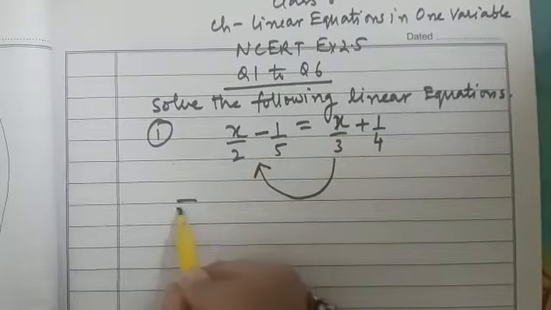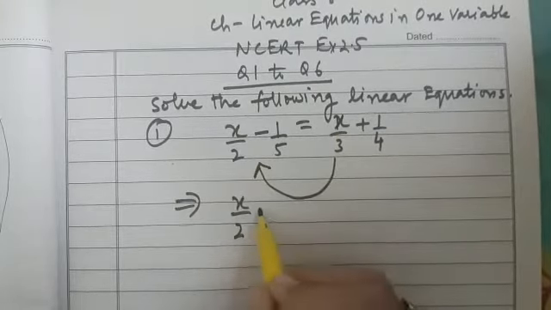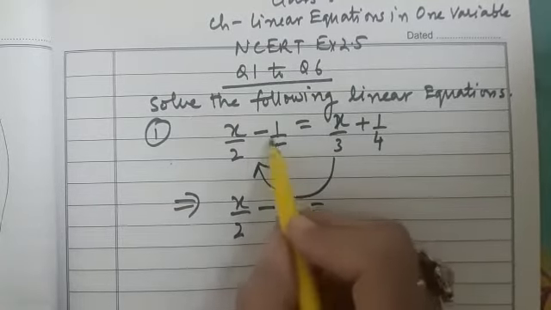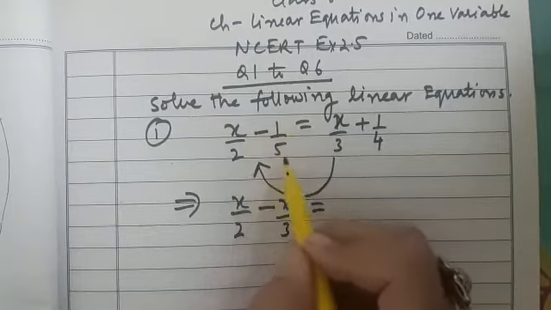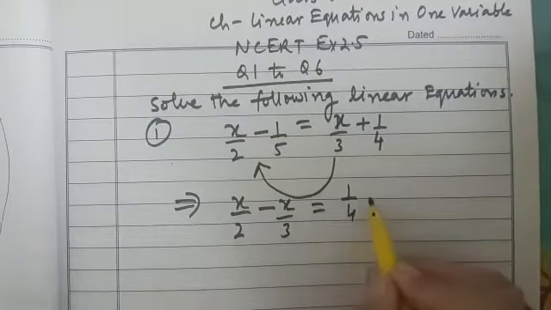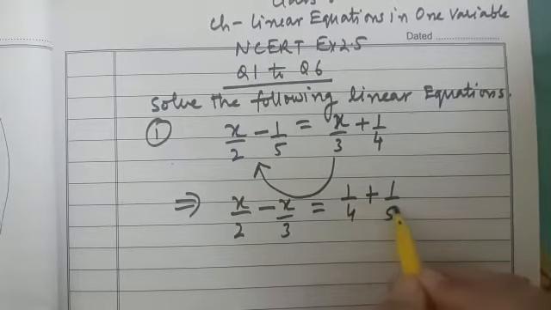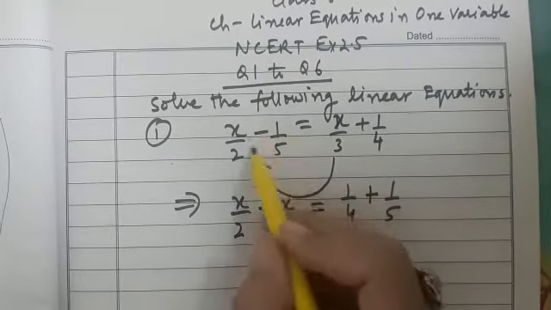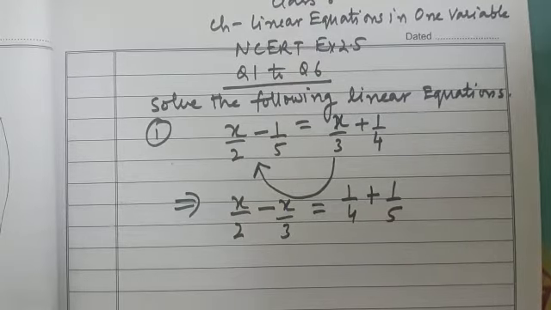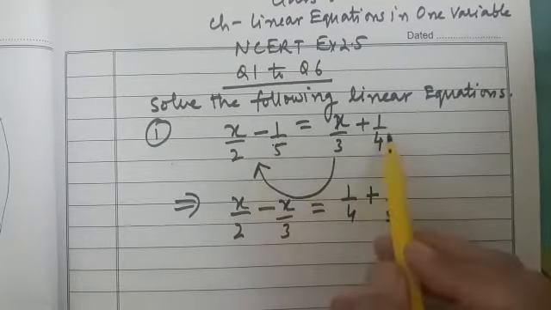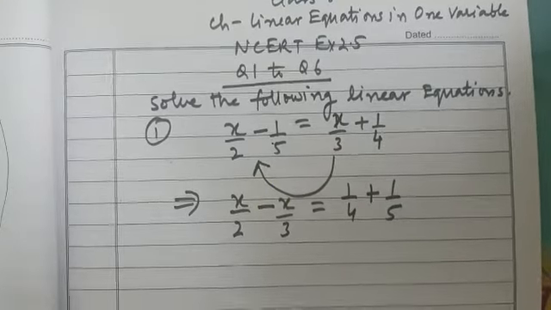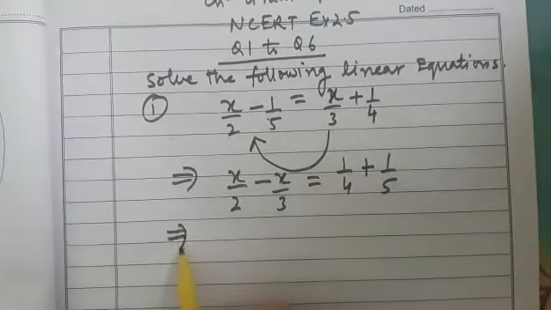What do we get? x by 2 minus x by 3 equals, now we have to transpose minus 1 by 5 to the right hand side. So what do we get? 1 by 4 plus 1 by 5. So we change the sign of the term when we transpose it from one side to the other. Negative term becomes positive and the positive term becomes negative. Now we will simplify this.